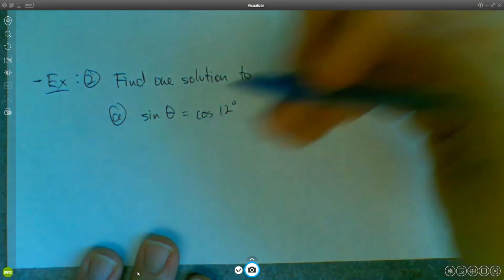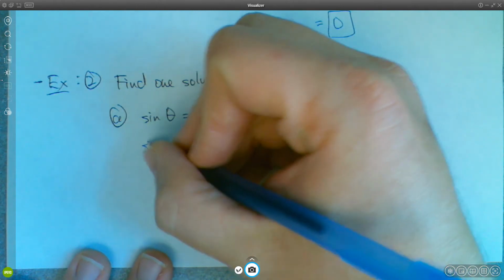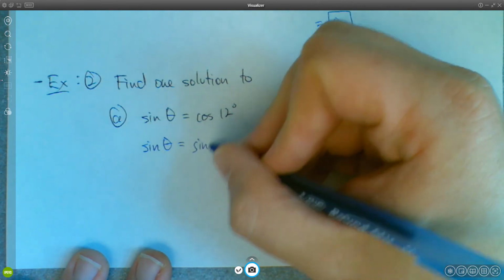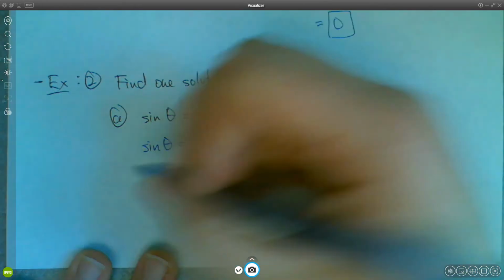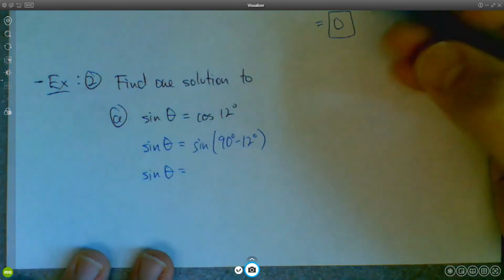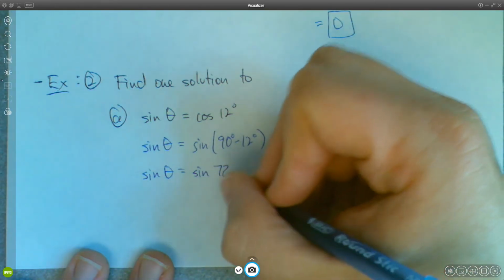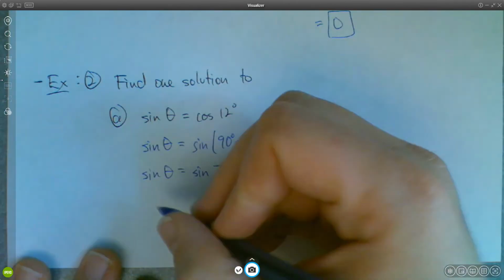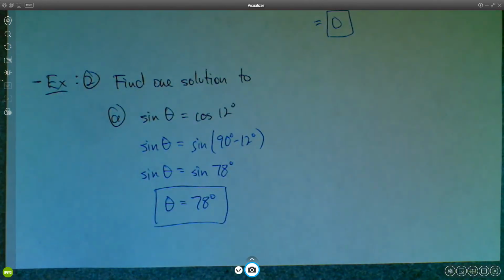Okay, so the way I'm going to work this out is I'm just going to use that cofunction identity that we just looked at, right? I'm going to say sine theta equals, instead of cosine of 12 degrees, I'm going to call this sine of 90 degrees minus 12 degrees, right? Cofunction identity there. So then sine theta is sine of 90 degrees minus 12 degrees, which would be 78 degrees. Okay, well, if sine theta equals sine of 78 degrees, then one obvious solution would be theta equals 78 degrees, right? Okay, so that's how you deal with those.